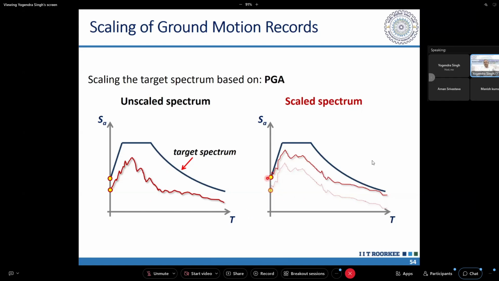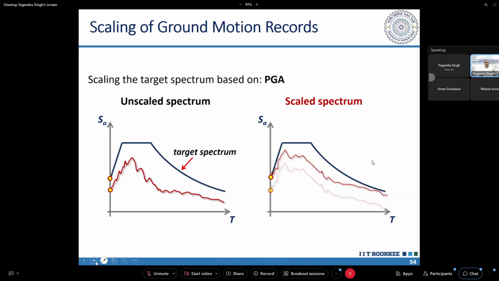One way of scaling is PGA scaling, where we match the peak ground acceleration with the target peak ground acceleration. So in that case, you can see in the response spectrum that the PGA is matched, but there can be large difference in the response at other periods.